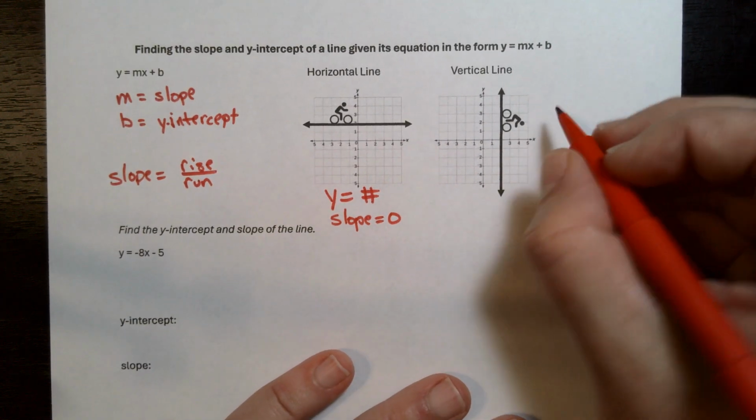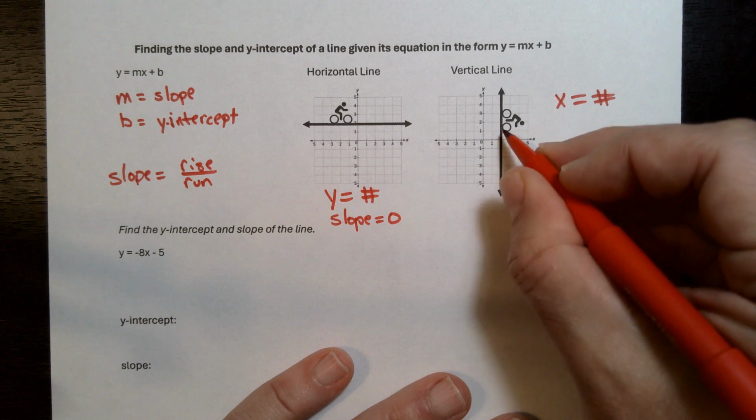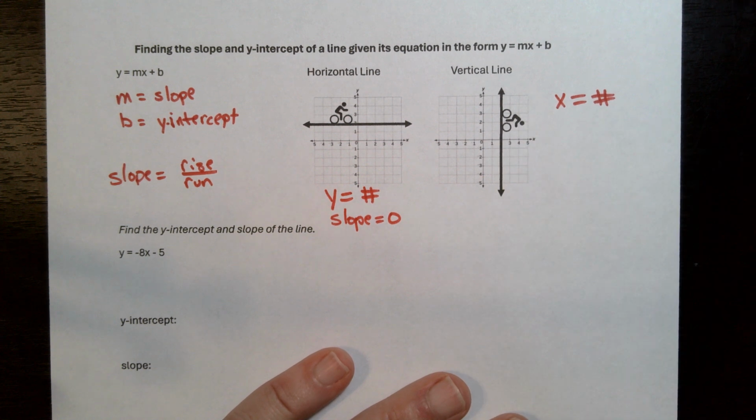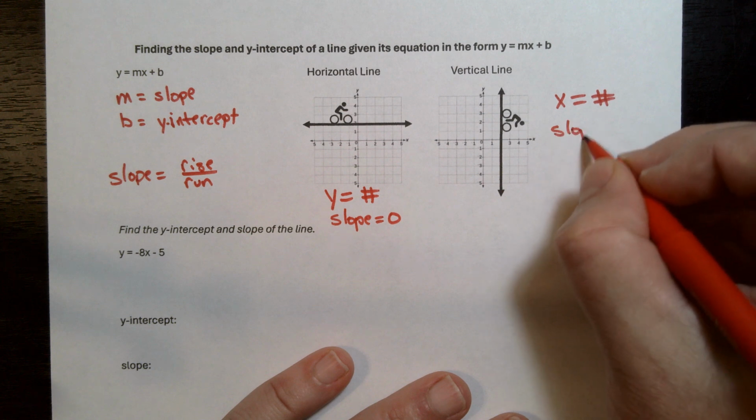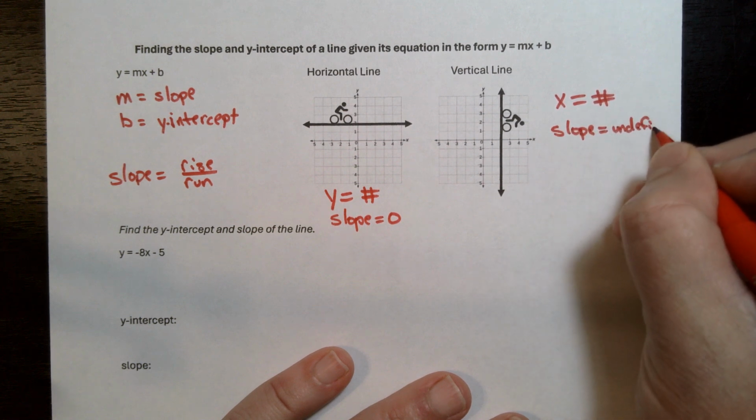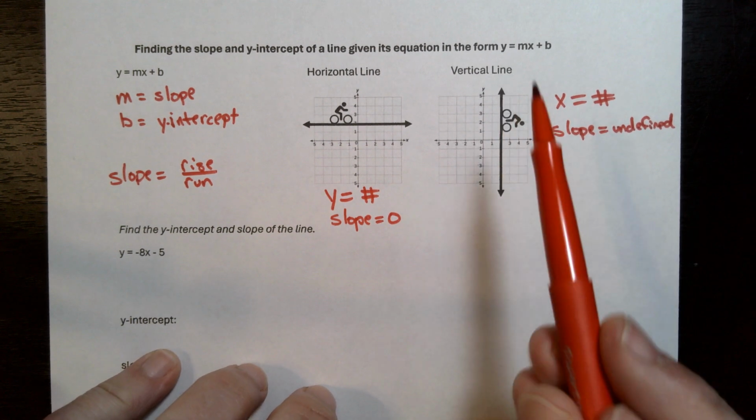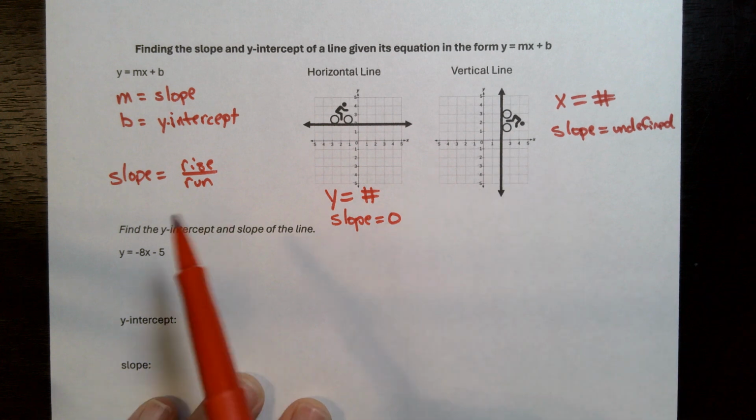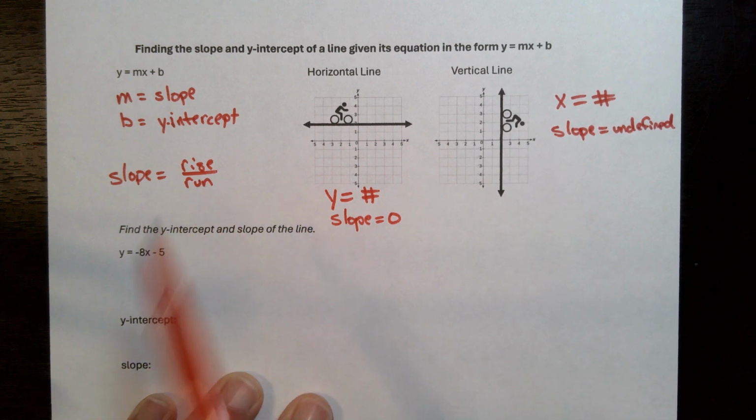Now on this one, we have a vertical line, which of course is x equals some sort of number. Looks like on this one, it's also x equals 2. And on these, you're going to have a slope that is undefined. The reason for that is that this line rises, but it doesn't run. So the run is 0, and we know that anytime you divide by 0, you don't get an actual answer. It's undefined. So that's the reason the slope is undefined.